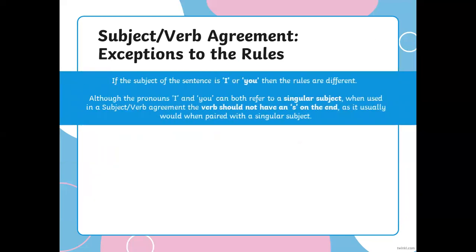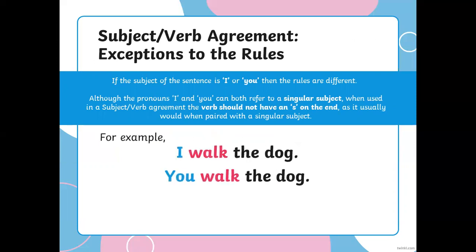Subject-verb agreement, exceptions to the rule. If the subject of the verb is I or you, and I and you are the only singular subjects that we don't add anything to the verb with them. So we say, I walk the dog, you walk the dog. They are singular, but we don't add anything to the verb.